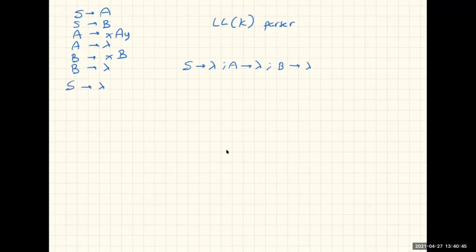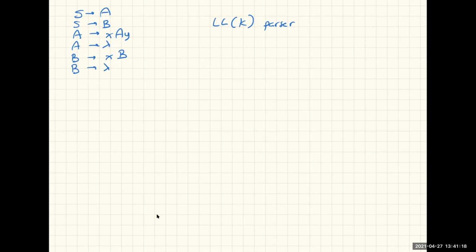However, this is redundant. Why? Because we can have S goes to A and A goes to lambda. That is equivalent to having S goes to lambda. So we can erase this and the grammar is equivalent. The grammar is not the same, but the language is the same. Yes, Christian? Yes, thank you. Okay. So if we add S goes to lambda, it is exactly the same.